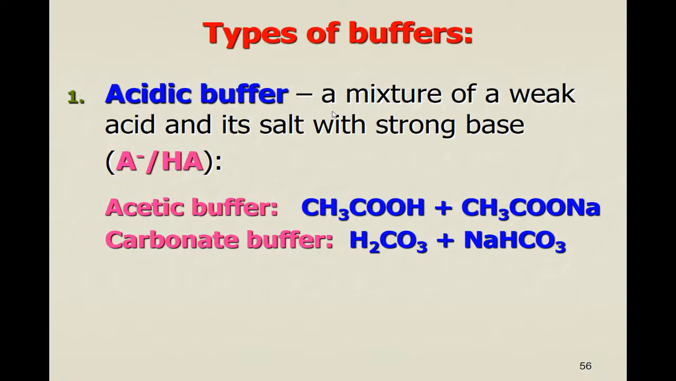An acidic buffer solution is a mixture of a weak acid and its salt with a strong base. So we use a salt with a strong base, such as sodium or potassium. Salts are all soluble, so they dissociate completely, and that's why we can say the acidic buffer formula is a weak acid and an anion of the acid. As an example of an acidic buffer, we can mention acetic acid with sodium or potassium acetate.